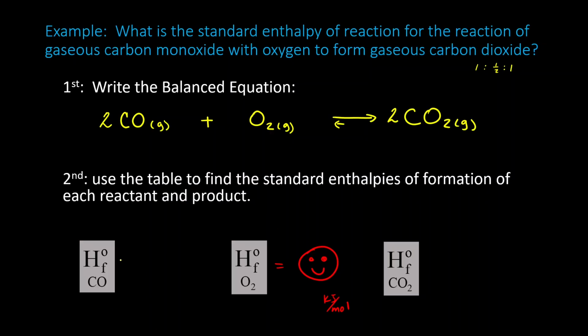All right, so carbon monoxide was negative 110.5 kilojoules per mole. And carbon dioxide was negative 393.5 kilojoules per mole. And I have a data table open in front of my very eyes. There's no way I would have remembered that from slide to slide otherwise. Okay, so there we go. I've looked them up in the table. And now I'm ready for step 3.